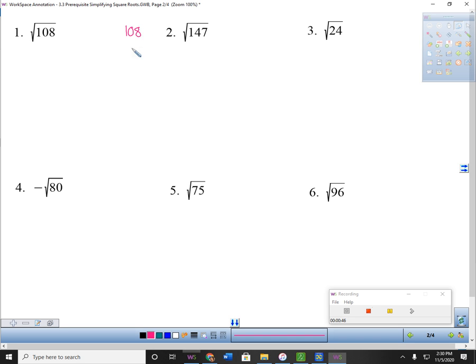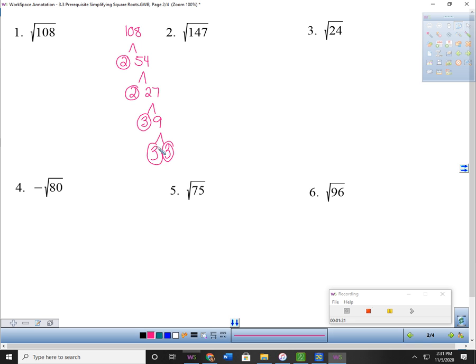108. I can split that into 2 and 54. And then 54 will split into 2 times 27. And 27 is 3 times 9. 3 is prime. And then 9 is 3 times 3.